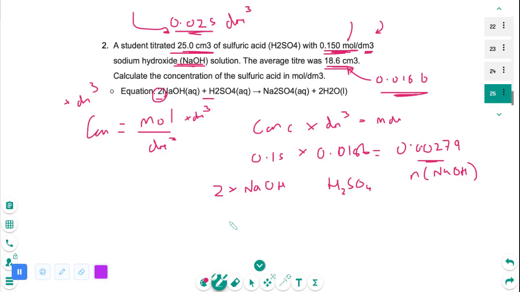So if I know I've got 0.00279 moles of sodium hydroxide, I'm going to need half the number of moles of H2SO4. There's a 1 there. We don't write it. Like 1x. Nobody writes 1x. We just write x. So I'm going to half it. I'm going to use my calculator to divide by 2. 0.00, how many zeros? Yeah, one more. 1395. This is the total number of moles of sulfuric acid.